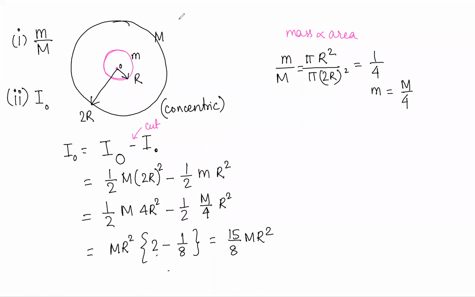समझ में आया? So you have a big disk, you have a small disk. You have to calculate bigger disk minus smaller disk. So instead of adding it up, now you're going to subtract. Okay, I hope you're clear.